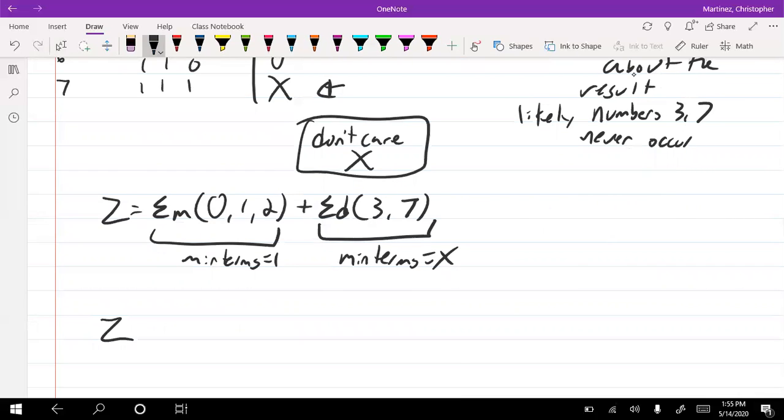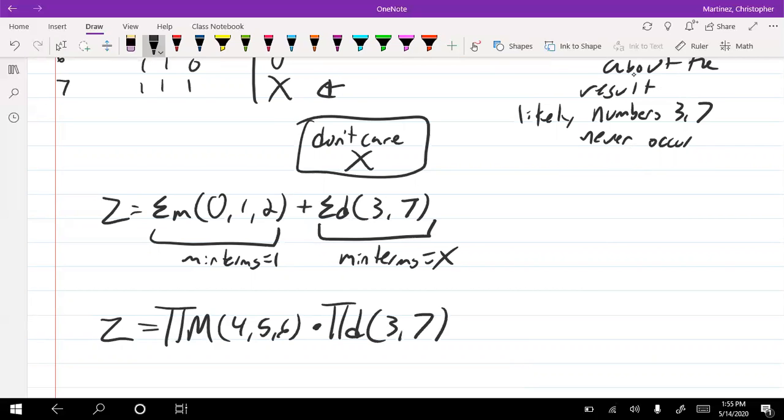Likewise, I could do it as a product of sums, and I could say it's the maxterms of 4, 5, and 6 times the don't cares of 3 and 7. So I can always put in these don't care terms. And a lot of times when we start creating problems, we're going to see that not all the information will be available. Sometimes we expect that those conditions can never happen. The don't cares are going to start playing a big part as we start creating more complex designs.